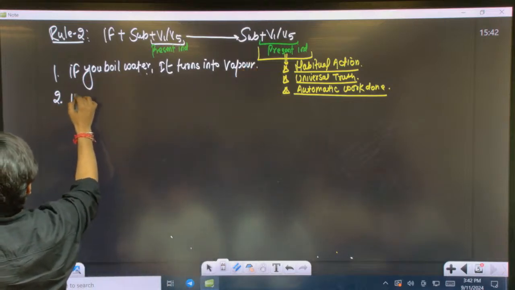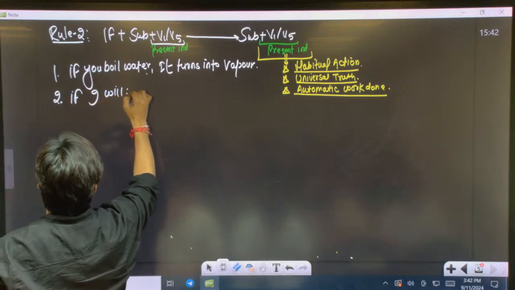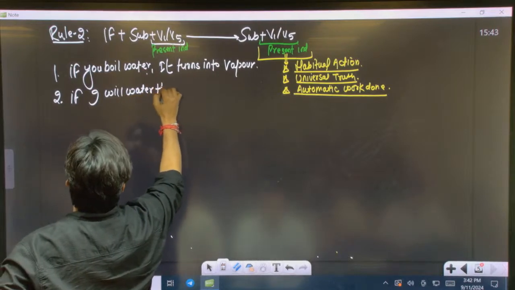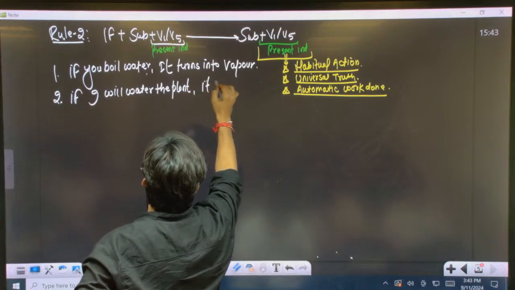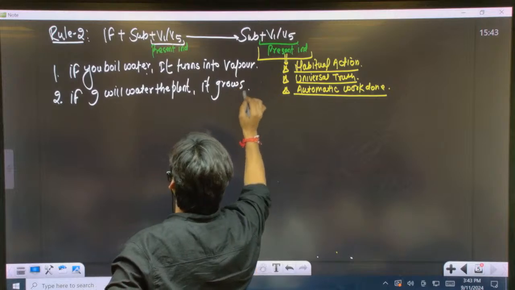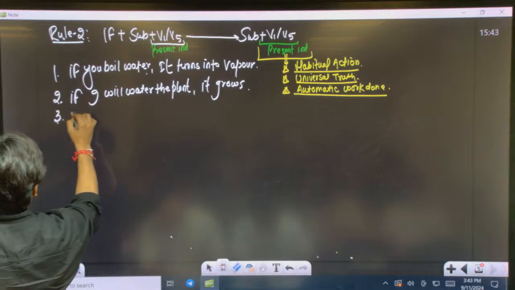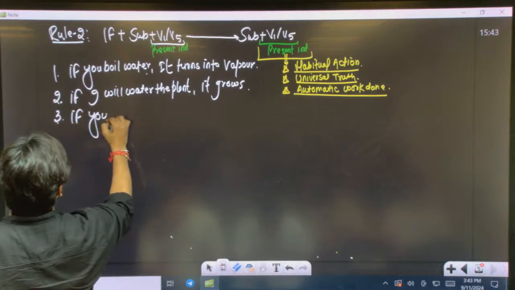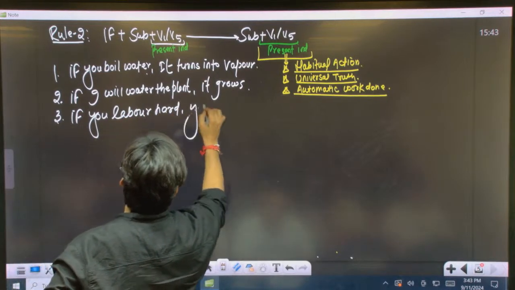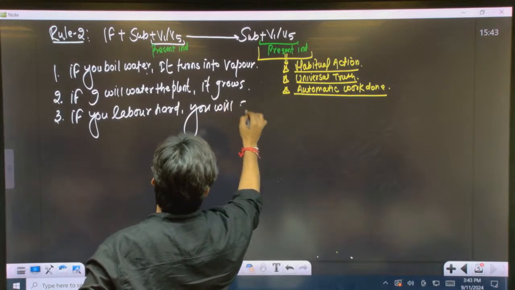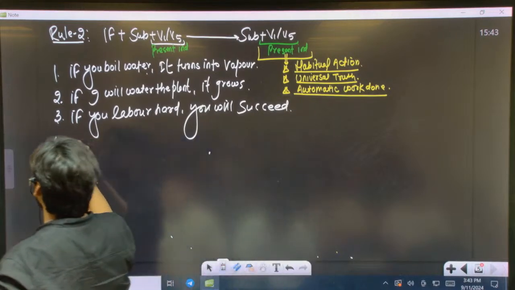Question number 2. If I will water the plant, it grows. Question number 3. If you labor hard, you will succeed.